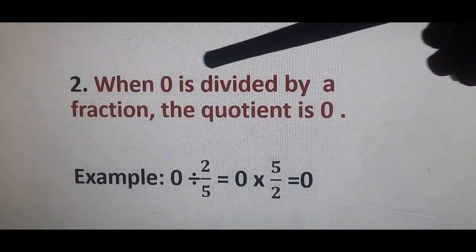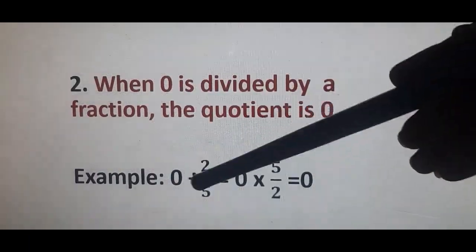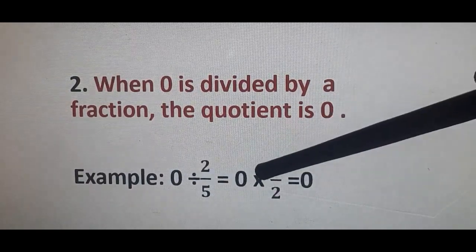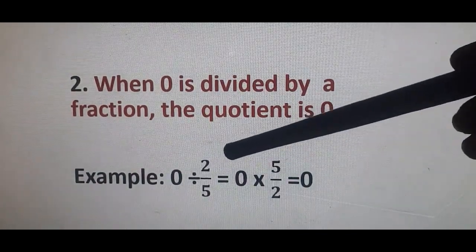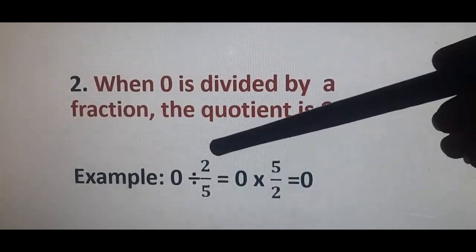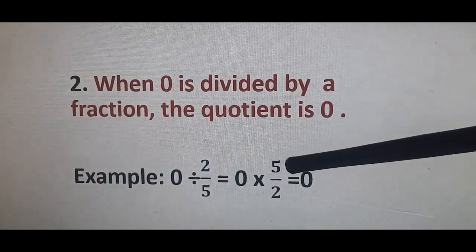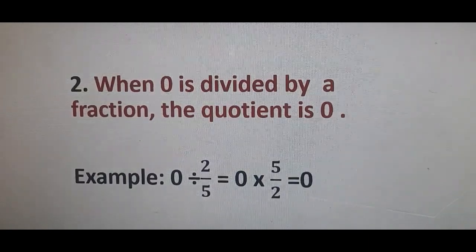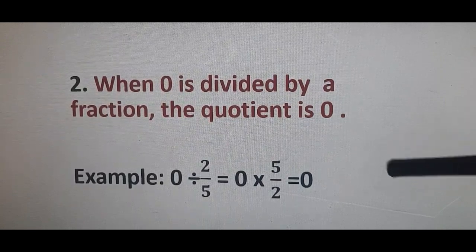Second property, when 0 is divided by a fraction, the quotient is 0. 0 is divided by a fraction. 0 divided by 2 upon 5. Division will be replaced by multiply. We will take the reciprocal when we are replacing division by multiplication. Whenever we make division into multiply, we have to take the reciprocal of the next numeral, 2 upon 5. Reciprocal is 5 upon 2. So 0 multiply 5 upon 2 is 0 only. We have done in properties of multiplication that when we multiply a fractional number with 0, we get 0 only.